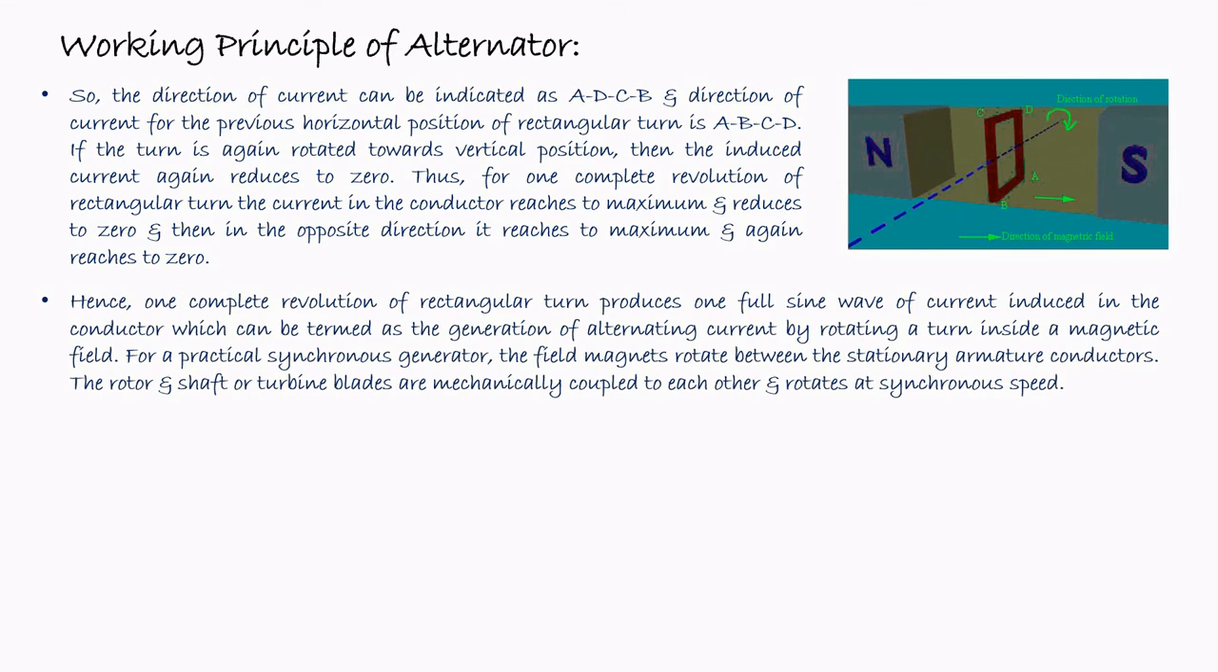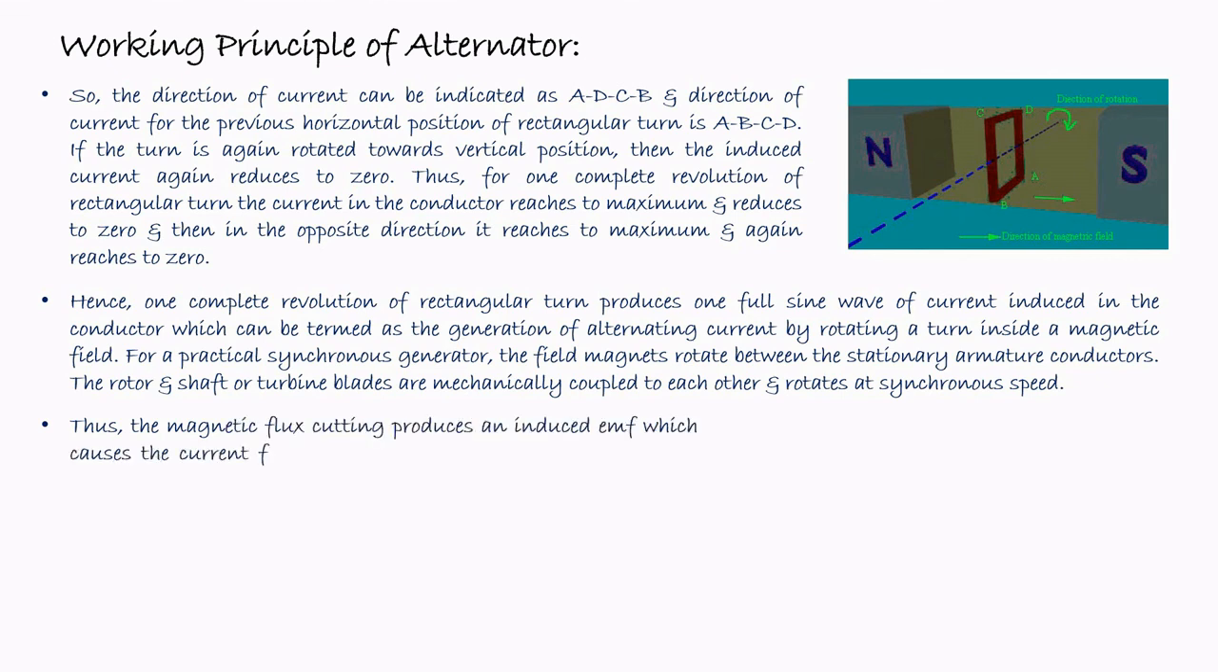The rotor and the shaft or the turbine blades are mechanically coupled to each other and rotate at a synchronous speed. That means here the rotor is continuously rotating by the turbine or the prime mover, and when the rotor is continuously rotating, the magnetic field which is developed in the rotor conductor will cut the stator conductors, that is the armature conductors, and then according to Faraday's law of electromagnetic induction, the EMF will be induced in the armature conductor which is placed in the stator. And if the three-phase windings are kept in the stator, then three-phase EMF will be induced in the stator winding.